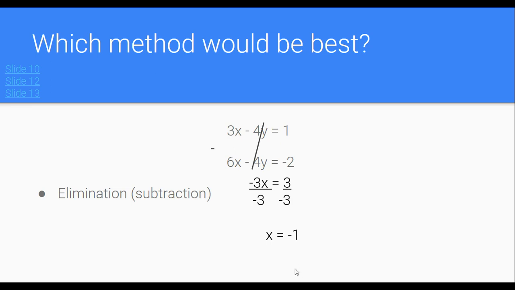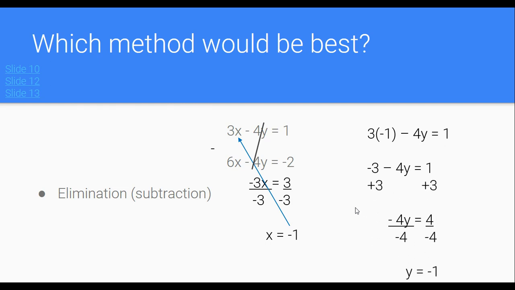Again, I need a complete ordered pair, x value, y value. So I'm going to take that x value and substitute it back into either of the original equations. It doesn't matter which one. You should still get the same result. So if I choose the first one, I'm replacing x with -1 and solving for y. So add 3 to both sides and divide by your coefficient. So my final answer is the ordered pair -1, -1.